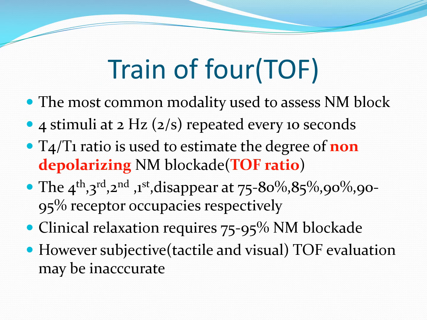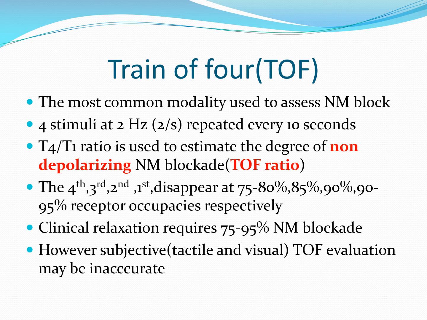The twitches disappear in order, the 4th, then the 3rd, the 2nd, and the 1st, at about 75 to 80%, 85%, 90 to 95% receptor occupancy respectively. Surgical clinical relaxation requires between 75 to 95% neuromuscular blockade according to circumstances.